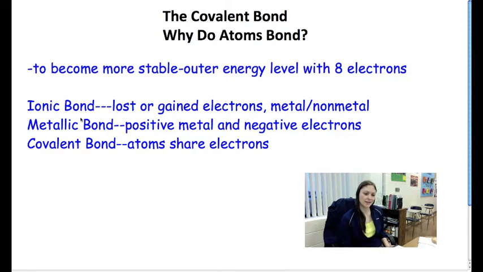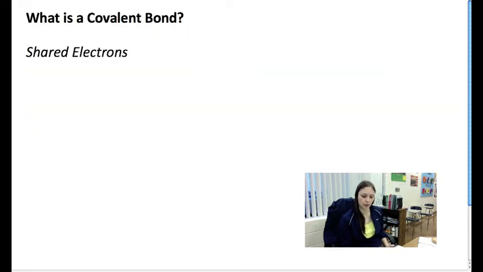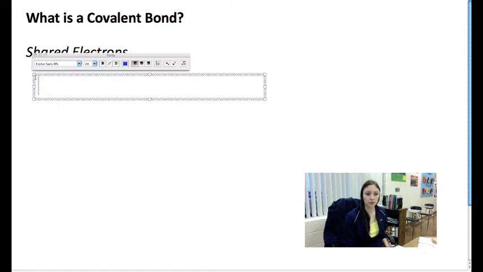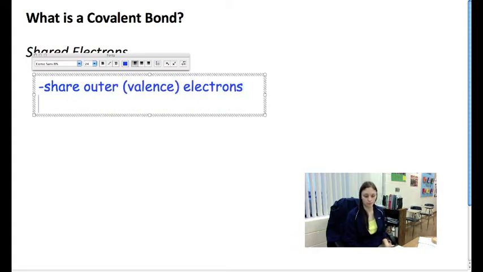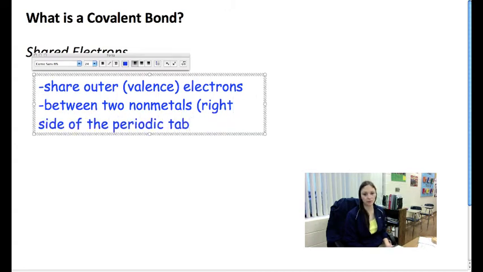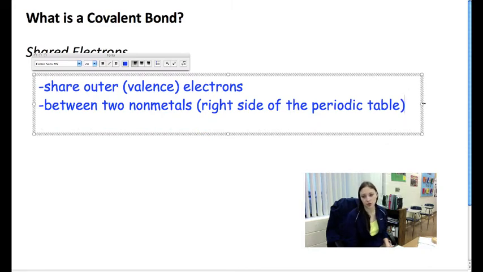Alright, so we looked at exactly what is a covalent bond. Like I just mentioned, those are shared electrons. And if we're going to remember which electrons we share, those are the outer or valence electrons. They are between 2 nonmetals. So remember, these are going to be the ones that are usually on the right side of the periodic table. Things like a carbon and a hydrogen, a nitrogen and an oxygen, chlorine and bromine, something like that.